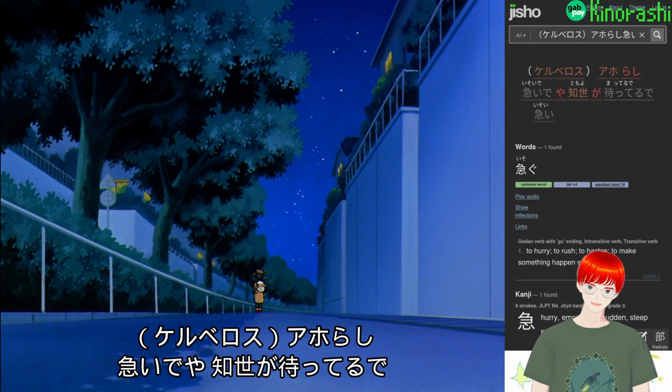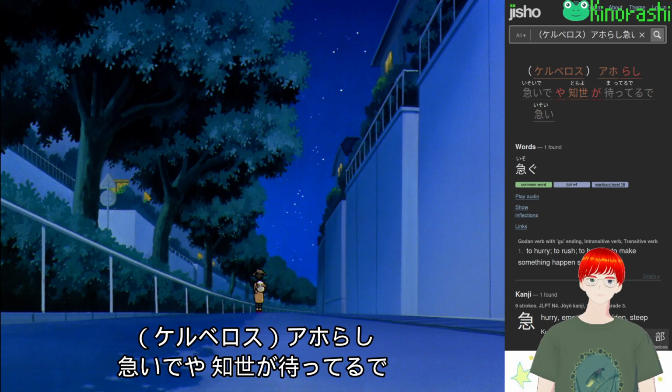The ya in "ahorashi isoide ya tomoyo ga iteru de" is a sentence-ending particle from the Kansai dialect commonly used in casual or emotional speech, frequently heard in anime and characters like Cerberus from Card Captor Sakura. Okay, so it functions as a regional variant of the standard Japanese particle yo used to add emphasis, assert urgency, or convey new information to the listener. So, isoide ya means hurry up. Oh, I'm telling you.